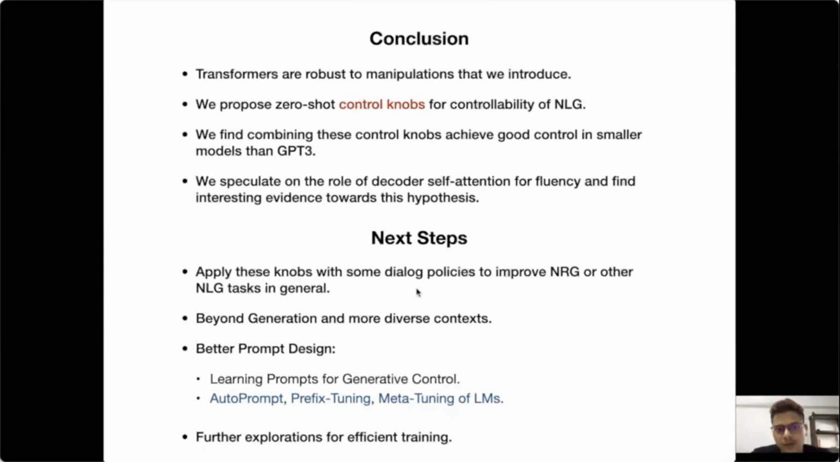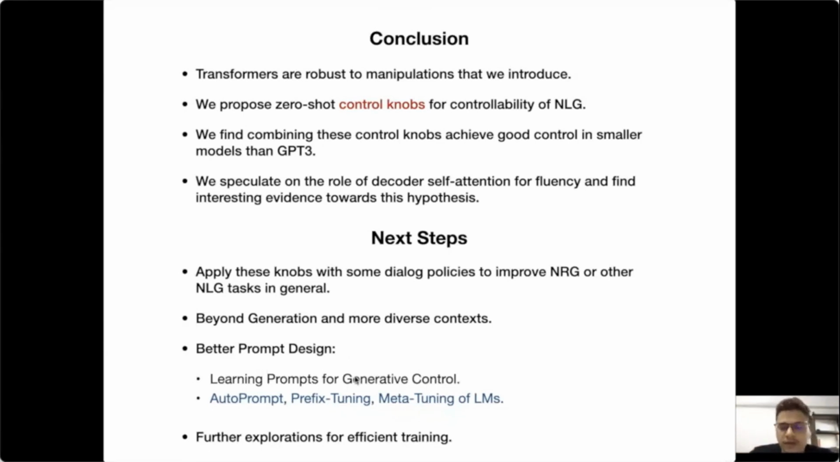Going forward, we would want to apply these knobs in an end-to-end application like NRG, where there will be dialog policies that would basically choose which knob to use at what point. And we can also go beyond NRG and look into more applications with more diverse context, not just knowledge, but can we have multimodal segments in the context? The way we have designed our knobs, the extension is fairly trivial. We can also look at better prompt design. For now, we just had random samples of questions.